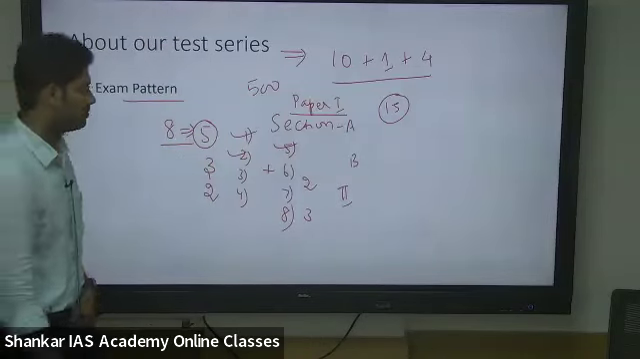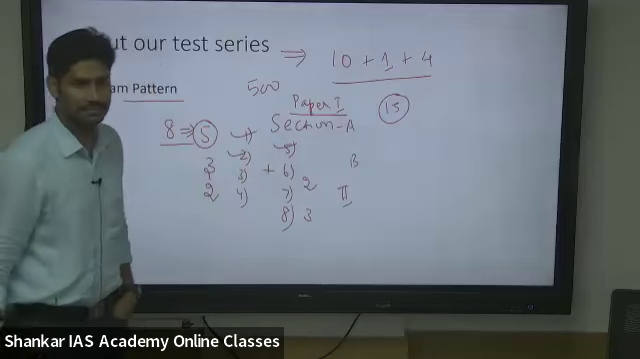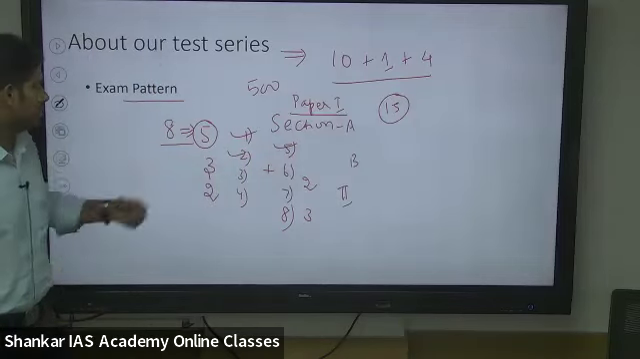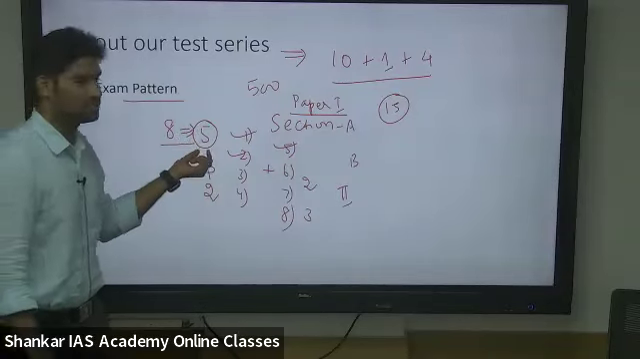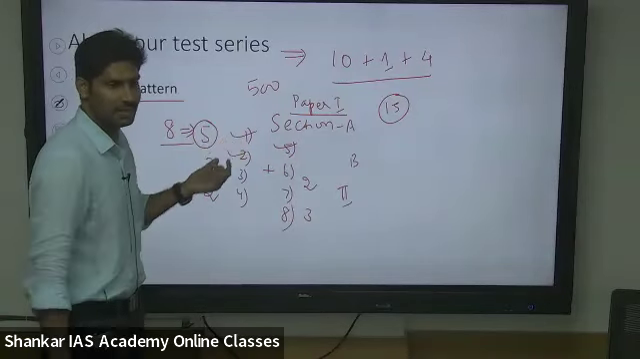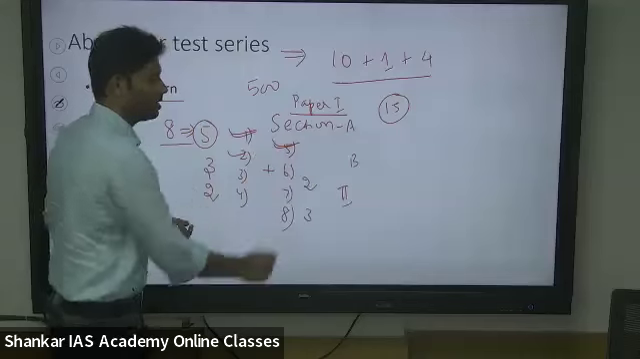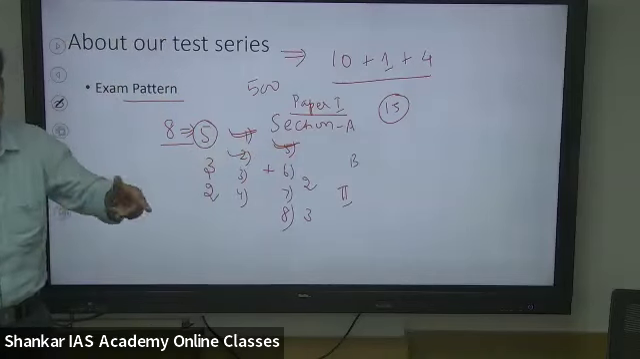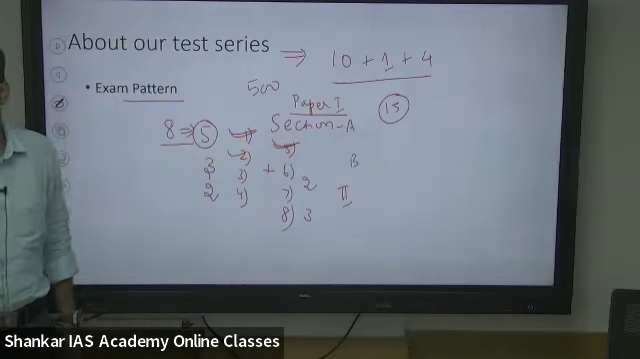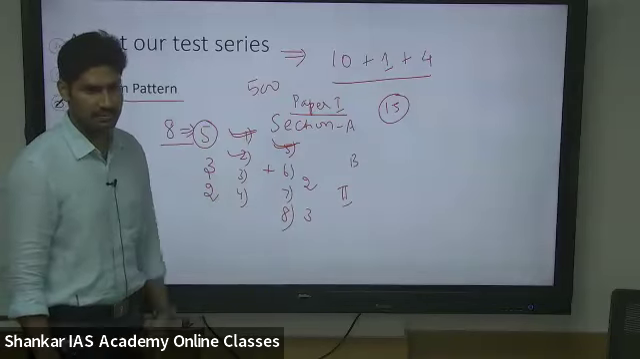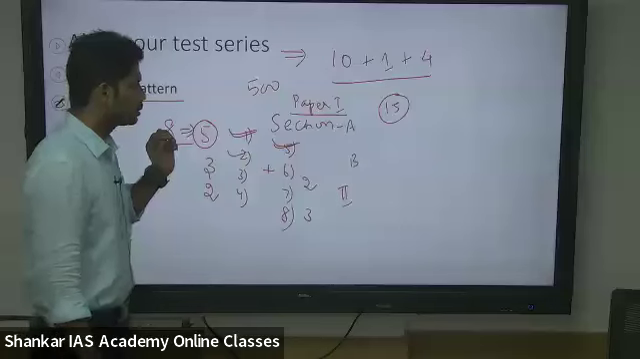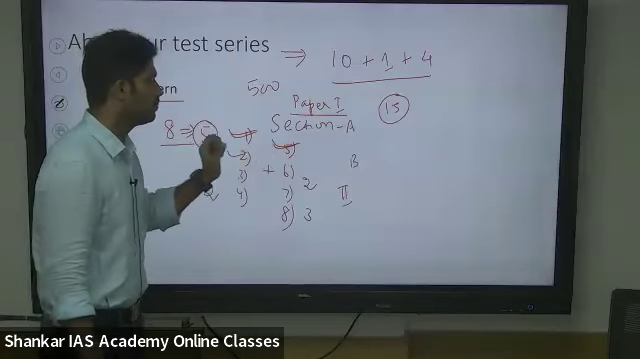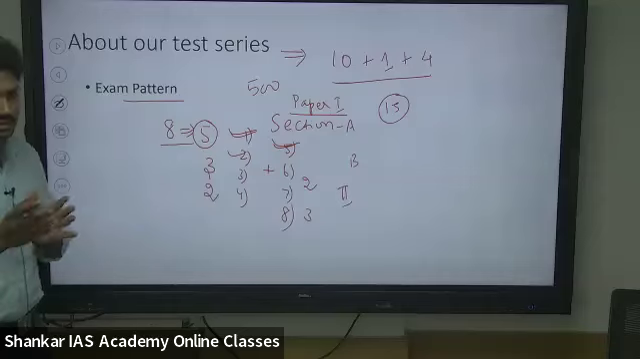We cannot select all the 4 questions from a single section. Out of 8, you have to attempt 5 questions, with questions 1 and 5 compulsory. Apart from the compulsory questions, you have to choose 1 more question from each section, either 3 plus 2 or 2 plus 3. This is the pattern. I will discuss the question selection later.